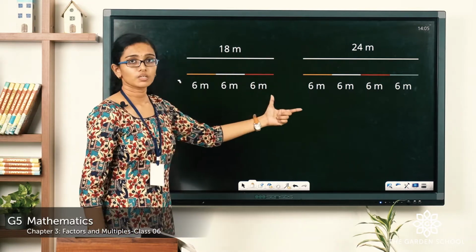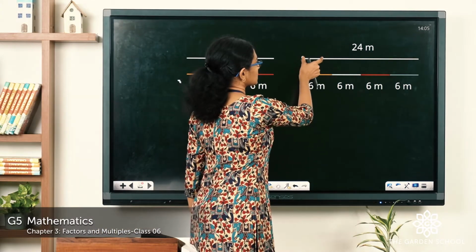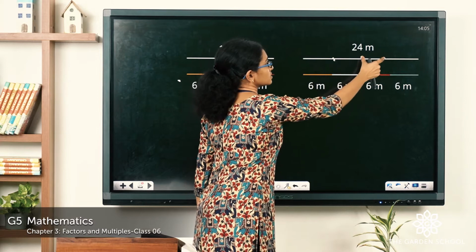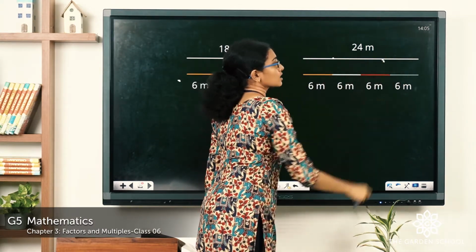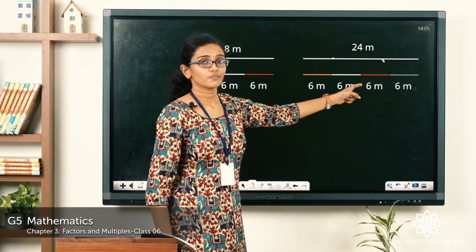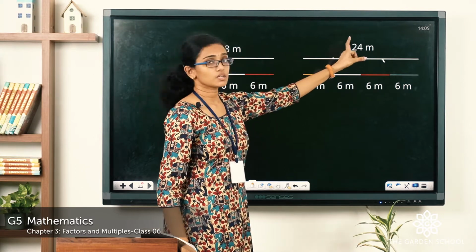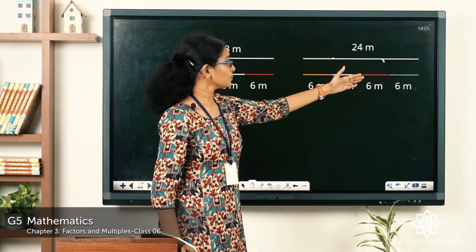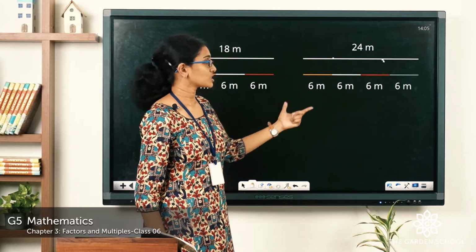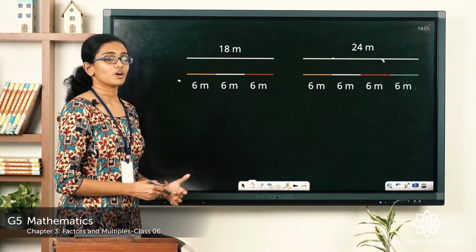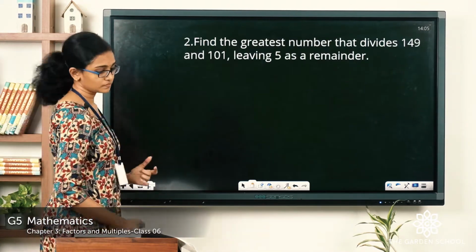And the same 6 meter wire can be used to measure the 24 meter wire. See, one 6 meter here, 6 meter, 6 meter, 6 meter. So it's 6, 12, 18 and 24 meter. There is no length of wire left. The same 6 meter wire can be used to measure the 24 meter wire also without leaving any remainder. So that is the HCF, the greatest possible length of the wire that we found out. So I hope this is clear to you. Let's move on to the next question now.